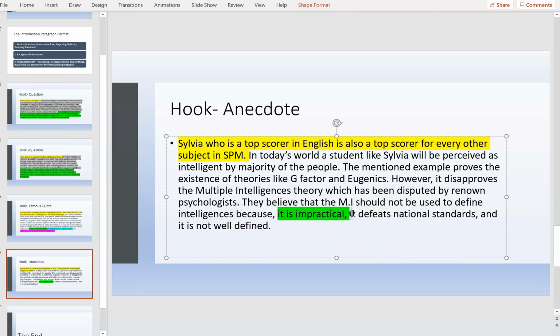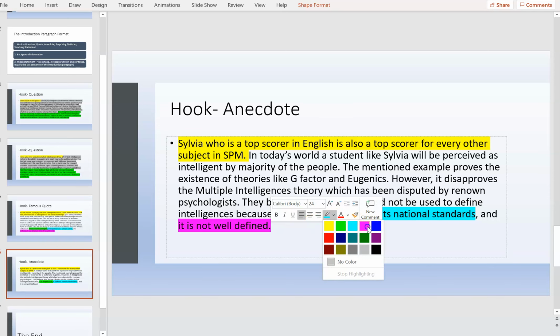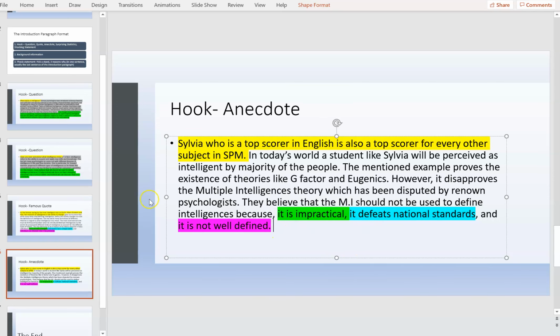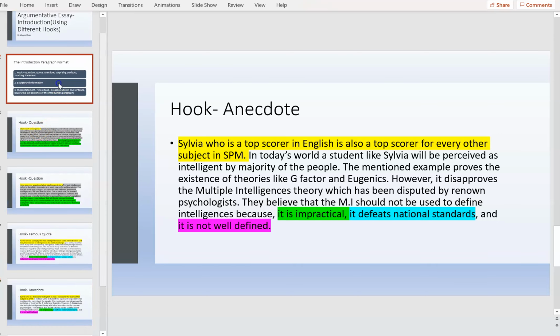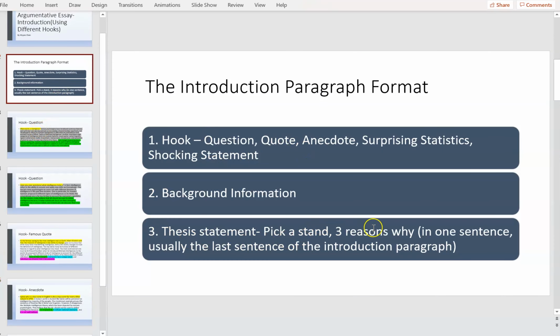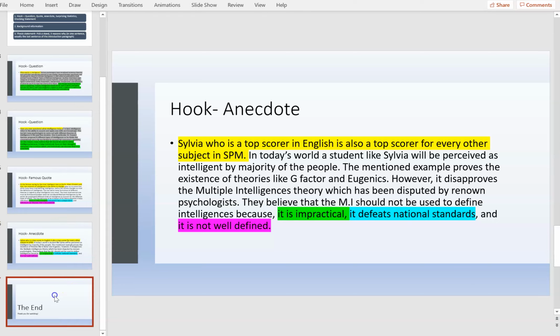It defeats national standards, and it is not well defined. This one again is going against the MI. So like I said earlier, you must pick a stand and give three reasons why. You must use one of the hooks to start your introduction paragraph, because a hook can attract the reader's attention. That's all for today.